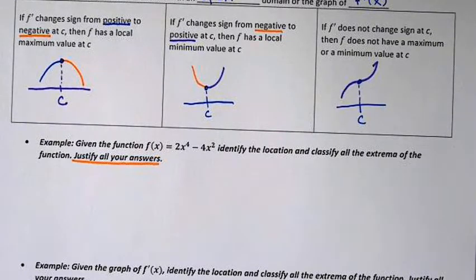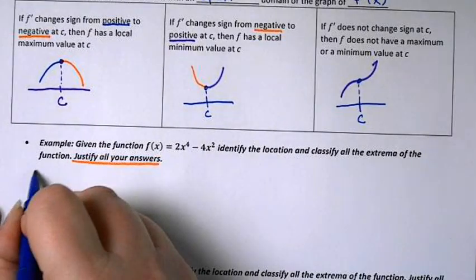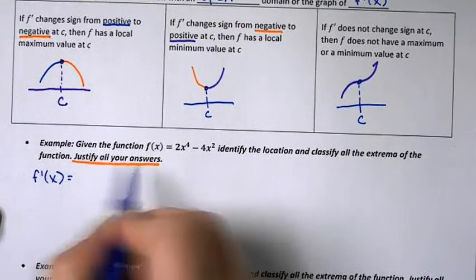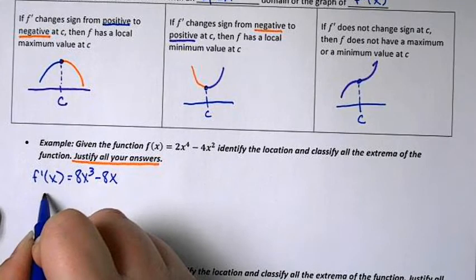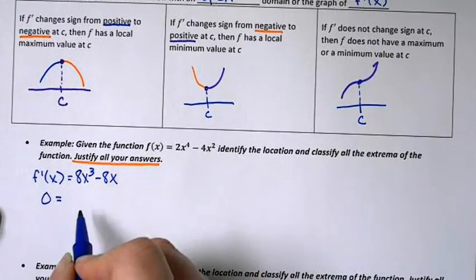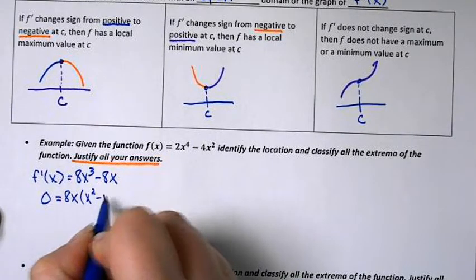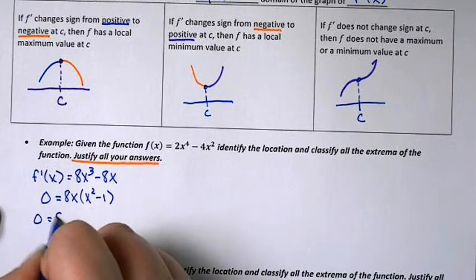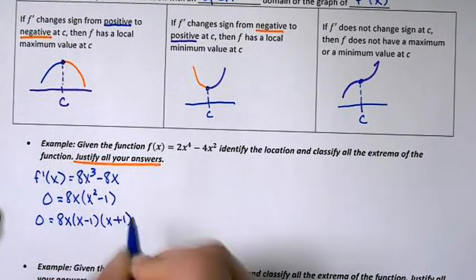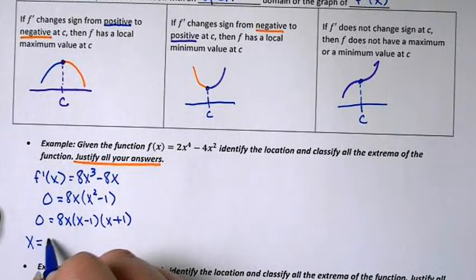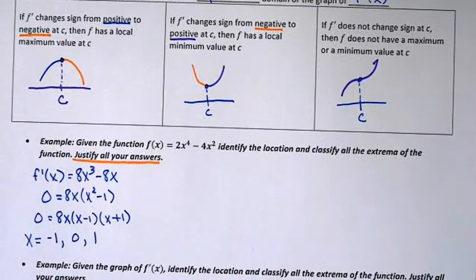Okay? So the first thing we're going to need to do is actually find the derivative. So f prime of x is going to equal 8x to the 3rd minus 8x, and we want to know where that derivative is equal to 0. So first thing I notice is I can factor out an 8x, and I'm left with x squared minus 1. And I know that that's my difference of squares, so x minus 1, x plus 1, which means I have critical values at x equals negative 1, x equals 0, and x equals 1.